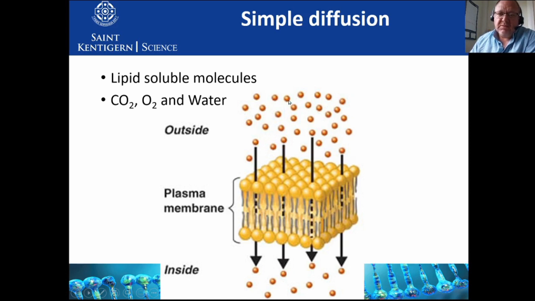So like dissolves like, so this means that a lipid soluble molecule can go straight through the plasma membrane. Carbon dioxide, oxygen and water can also go straight through. Okay, simple diffusion. It follows a concentration gradient.